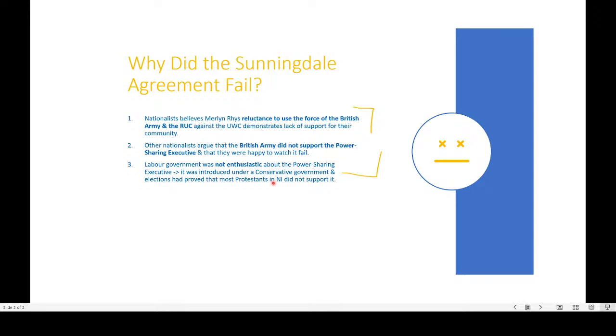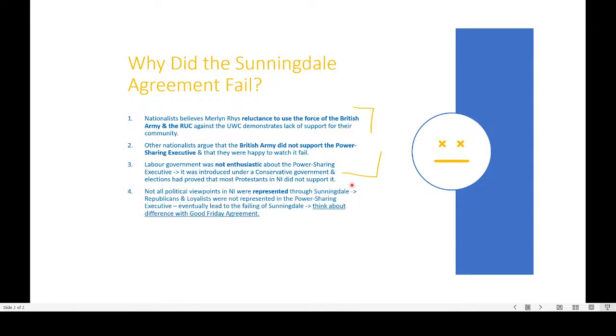Like, let's think about it. I've already previously discussed this. It was introduced under a Conservative government, and the elections had proven that most Protestants in Northern Ireland did not support it. So the Labour government were not too concerned with seeing the Sunningdale Agreement and this idea of power sharing through. And then finally, not all political viewpoints in Northern Ireland were represented through Sunningdale.